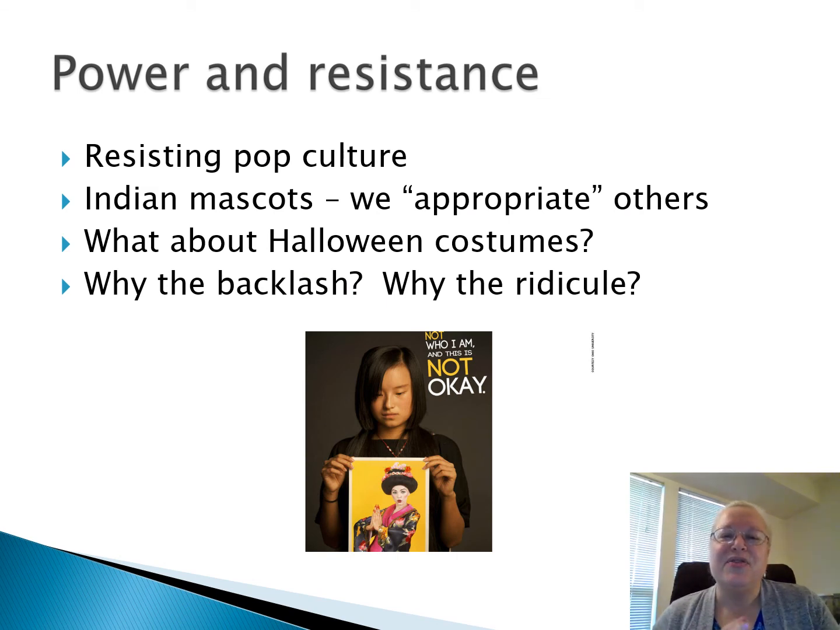Let's examine this idea a little further of resisting the power structures, and we'll put our critical hats on again. A lot of individuals will try to resist pop culture and not do the popular thing. And some people will fight back against cultural norms or cultural icons. One example that has been in the news a lot in recent years: Indian mascots for sports teams, Native American mascots. There's been concern about whether that is cultural appropriation, whether that is honoring or insulting particular cultures.